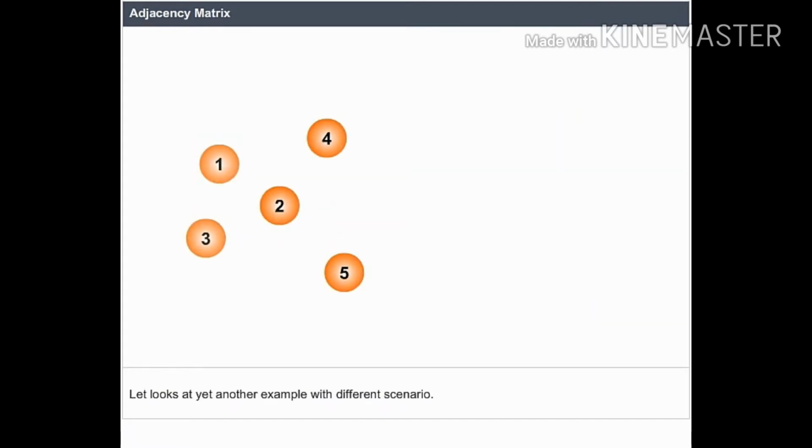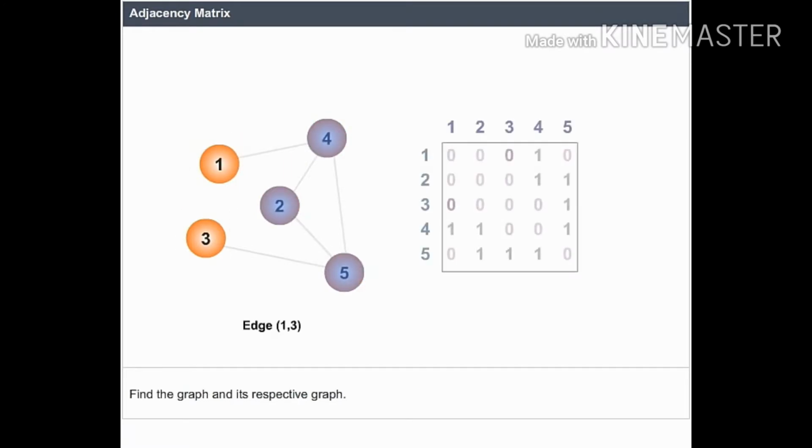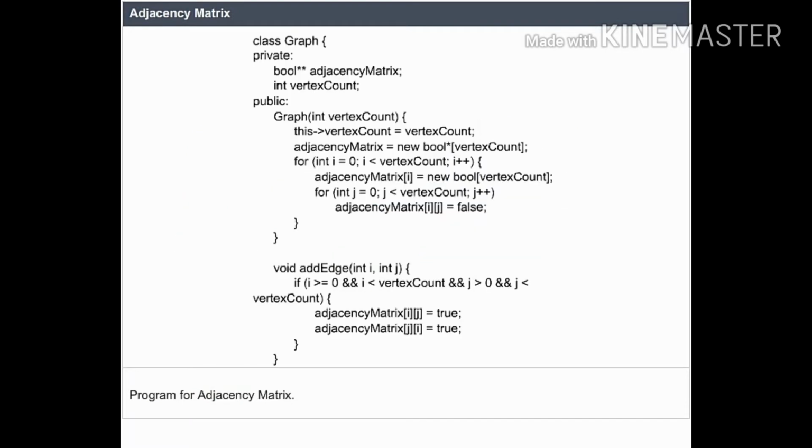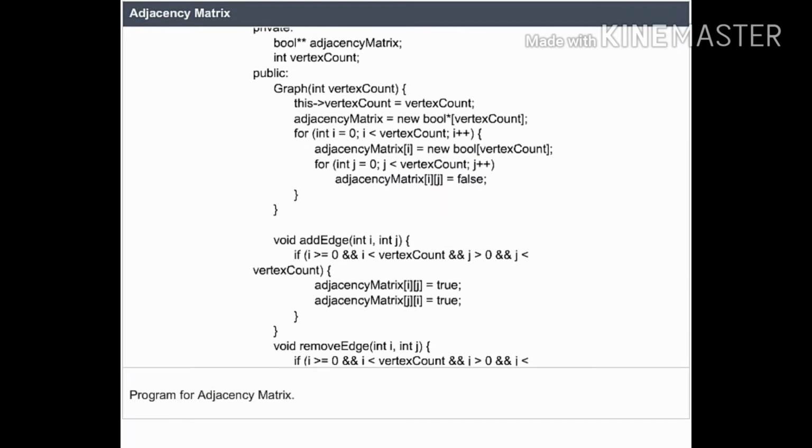Let's look at yet another example with a different scenario. Find the graph and its respective matrix. For a vertex which doesn't have edges. Program for adjacency matrix.